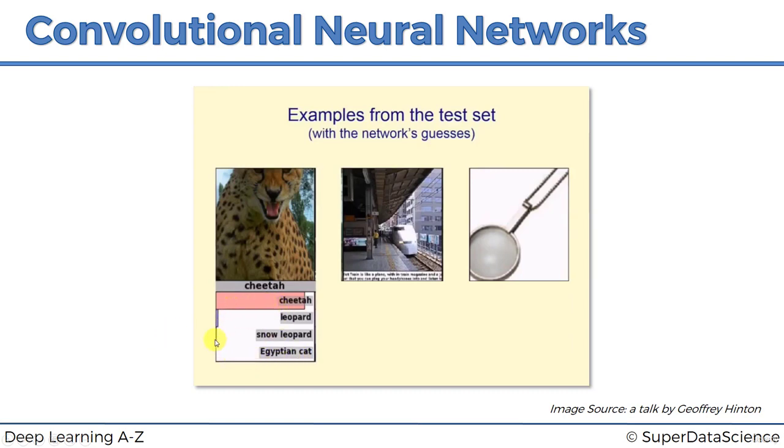But for now, it's pretty intuitive, right? It's a cheetah in reality. And the neural network guessed right. It said with a high probability, about 95-99%, it's a cheetah.